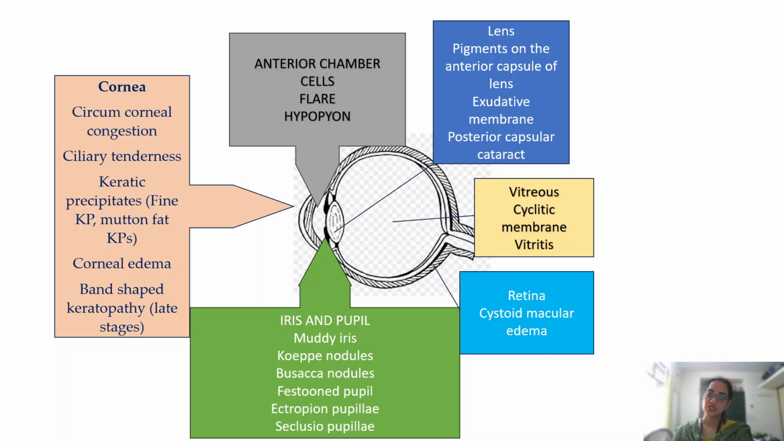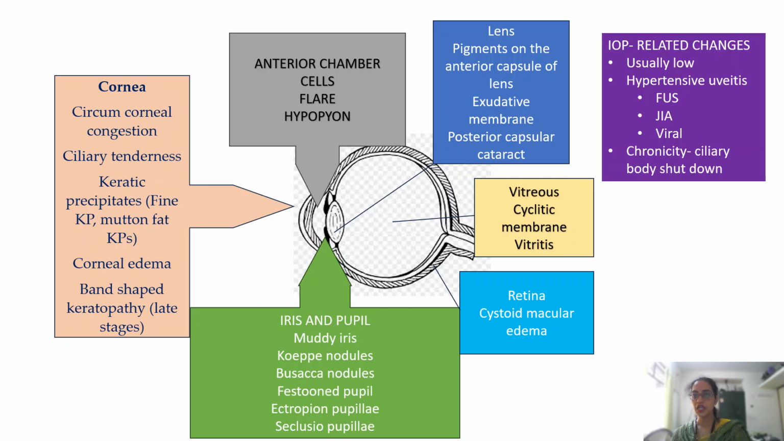In the retina, you can have cystoid macular edema when the inflammation is severe in the anterior chamber. IOP related changes: usually it is low due to inflammation of the ciliary body. There are very few conditions when you get hypertensive uveitis, in the sense that the IOP is high, which is characteristically seen in Fuchs uveitis syndrome, juvenile idiopathic arthritis, and viral anterior uveitis. When the uveitis becomes very chronic, there is ciliary body shutdown leading to phthisical eye.